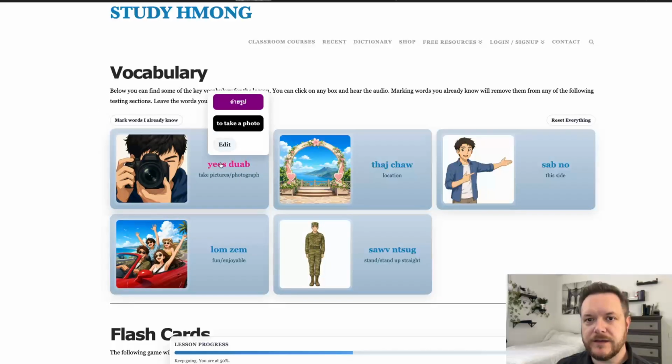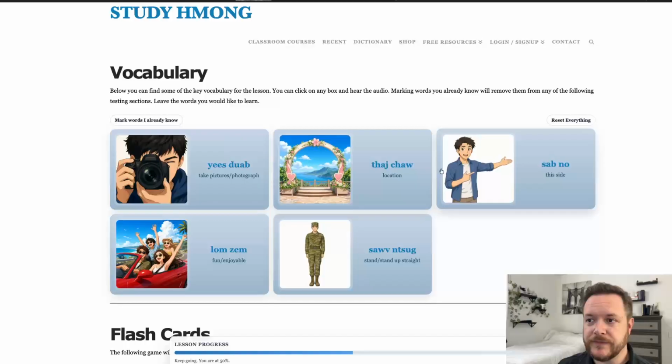So the more traditional Hmong way to say to take a picture is ying dua. You may be more familiar with the Thai word, but that's because it is borrowed from Thai. In this case, we're going to use the Hmong word ying dua.